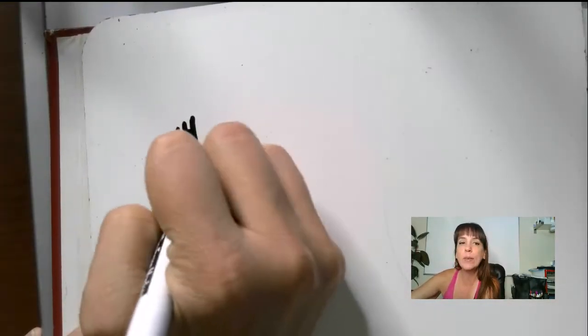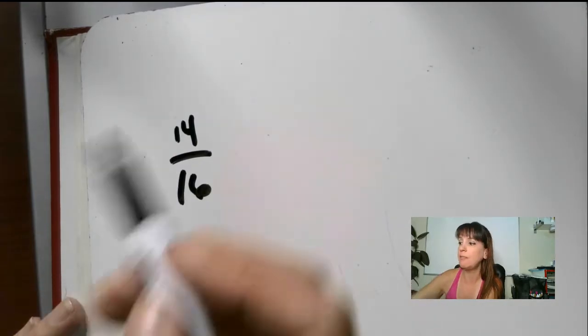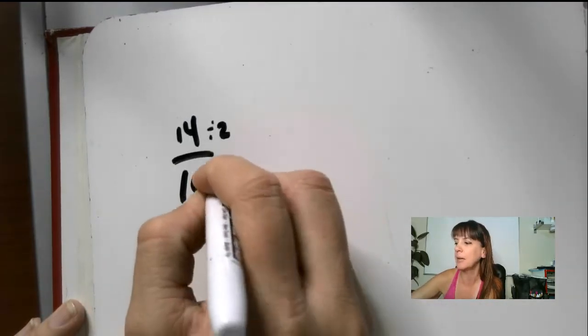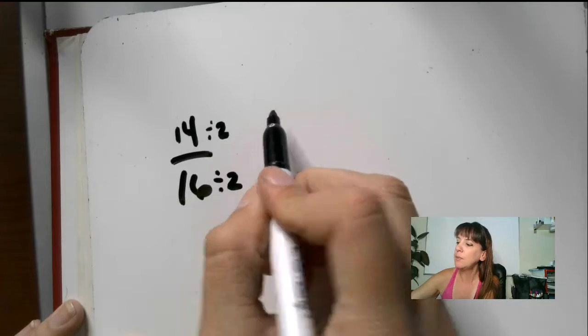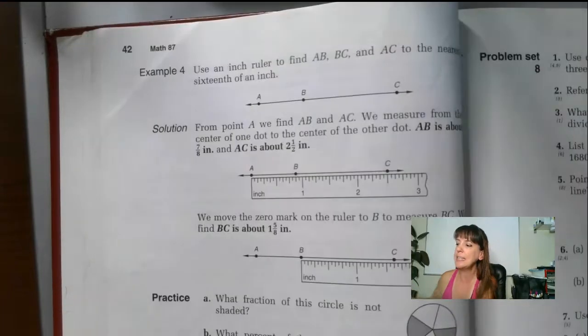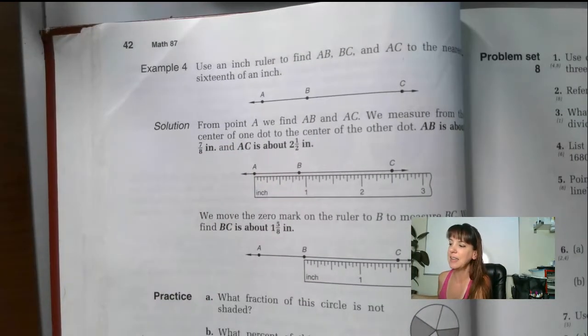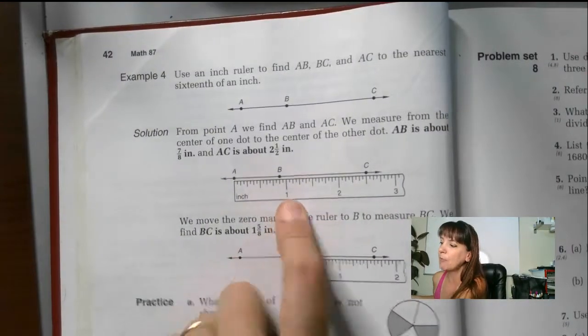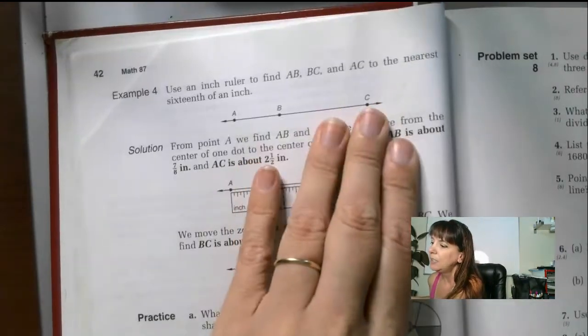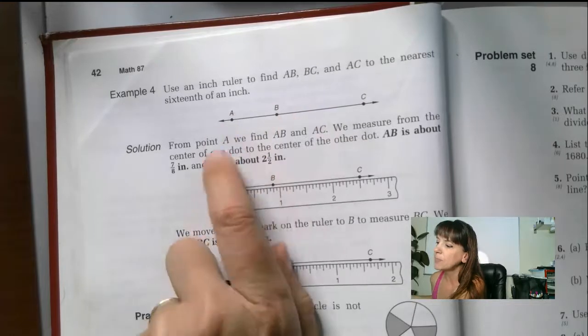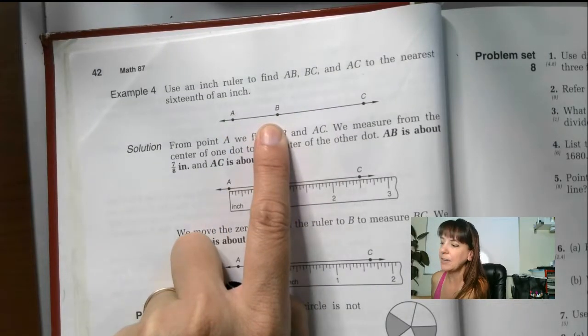14/16. Guys, we can reduce that because those are both even numbers, so let's divide by 2. Anytime it's an even number, just cut them in half, right? That's all we're doing. We divide those by 2, we get 7/8. So that is 7/8. Now, it's asking us to use the inch ruler to find AB. So from A to B is 7/8.